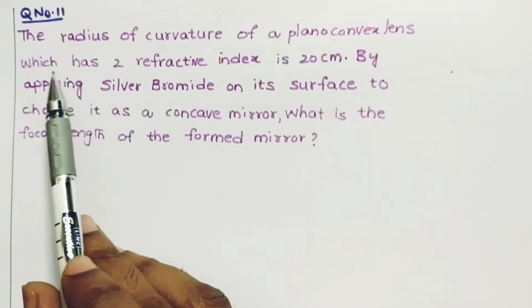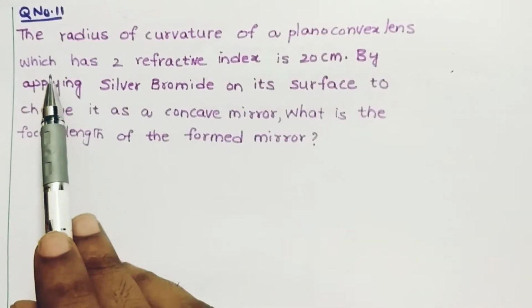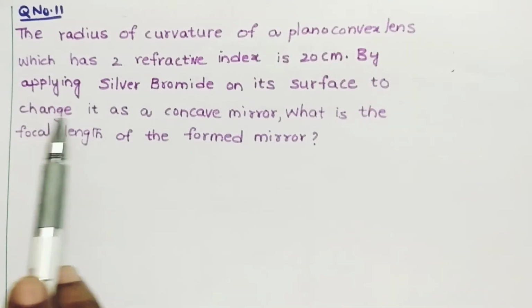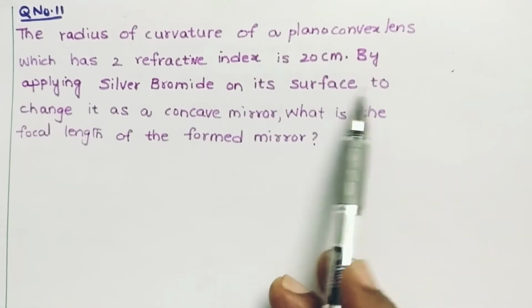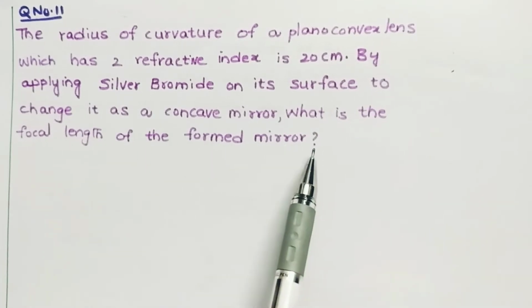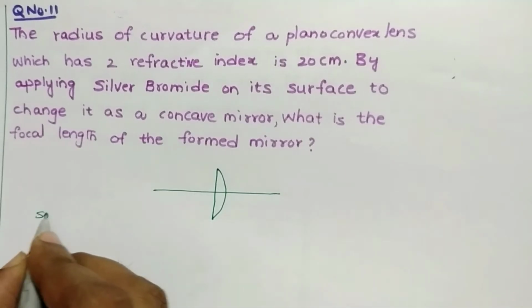Let's see another problem. The radius of curvature of a plano-convex lens which has refractive index 2 is 20 centimeters. By applying silver bromide on its surface to change it into a concave mirror, what is the focal length of the formed mirror? So that is the problem. Let's go into the solution.